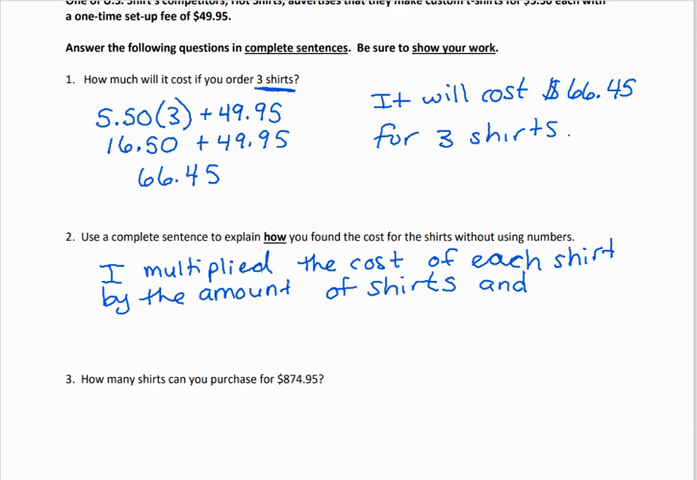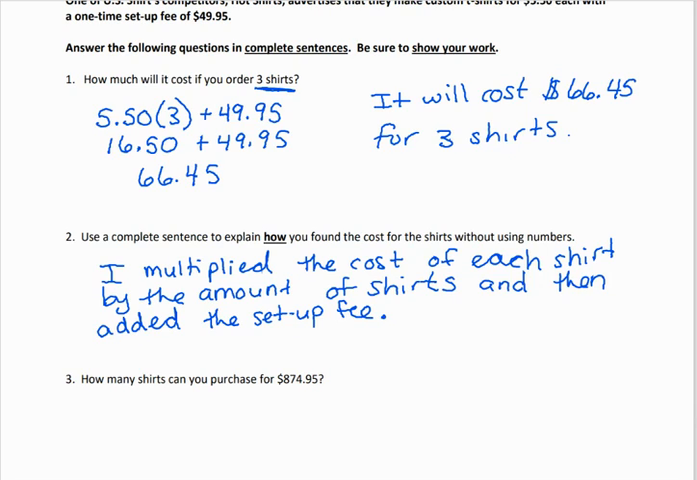After we multiplied, what operation did we use? You added, good. And so then we added that $49.95, which was the setup fee. Okay, remember, your words don't need to look identical, but it needs to be similar. That's for sure. Okay?